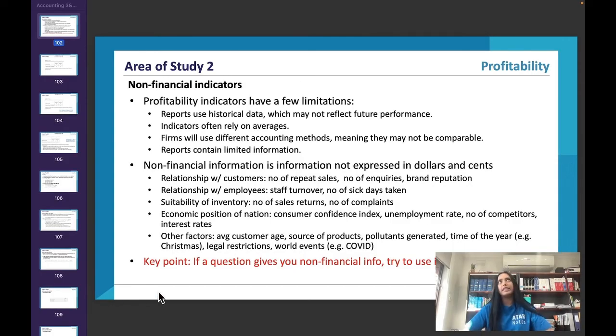And basically the rule is, if a business includes non-financial information, in the paragraph of background context or in the additional information, try to work it into your answers in some way. And even if you can't immediately see a link between non-financial information and a theory response, try to think outside of the box. Try to think, how does this relate to this area of performance?